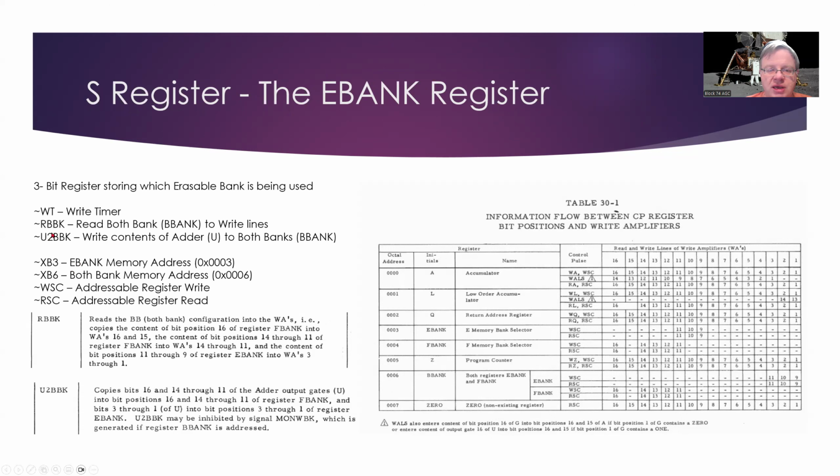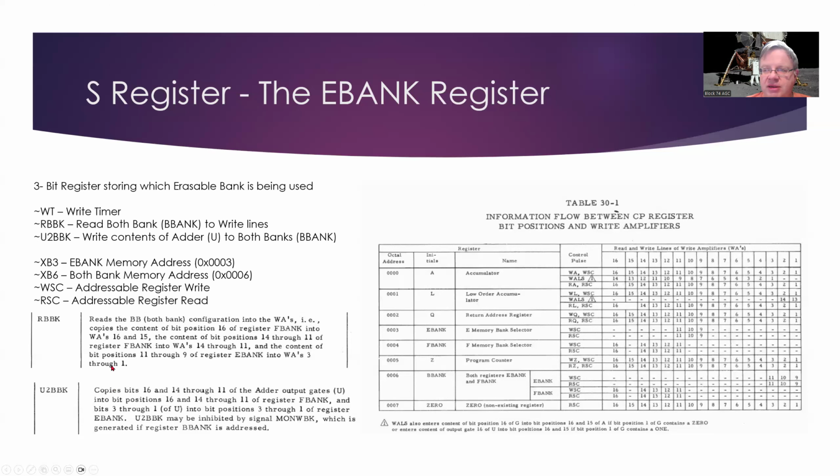So there are two commands. We talked about the RBBK. This will read out the contents of both the FBANK and the EBANK register onto the write lines. And then there's also the U2BBK, which will write certain contents of the adder or the U register into the FBANK and EBANK registers.